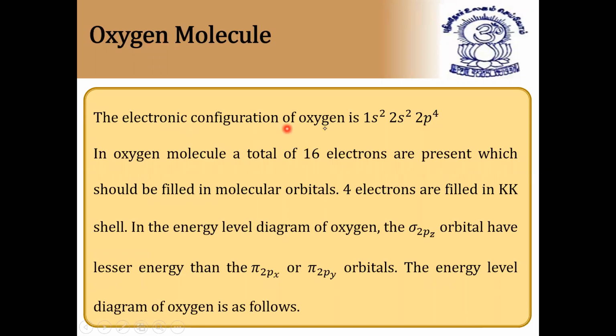The electron configuration of oxygen is 1s2 2s2 2p4. So two oxygen atoms means a total of 16 electrons. You can see here how many electrons in total? 16 electrons are present, which should be filled in molecular orbitals. 4 electrons are already filled in the KK shell.